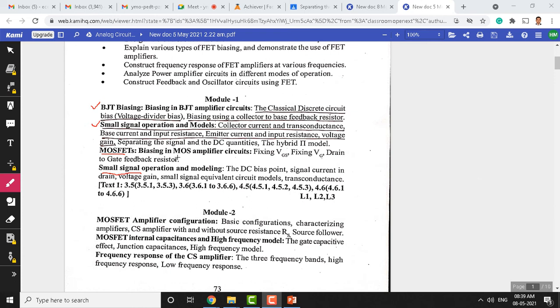Last class, if you remember, we covered small signal operation and models. In that, we discussed collector current and transconductance. That's the first topic in this subsection. Base current and input resistance we need to discuss in today's class, followed by emitter current and input resistance, and finally the expression for voltage gain that we will cover in today's class.